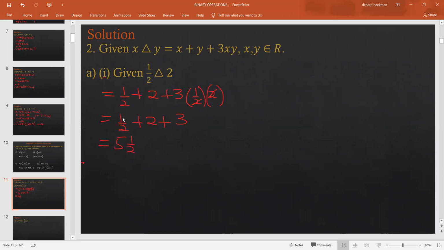Then I go and draw my conclusion. The person who takes the LCM will get the improper fraction version before changing it to the mixed number. Is my point well made? Yes. So always think before you write. So 1 over 2 delta 2 will be equal to 5 whole number 1 over 2. Is my point well made?